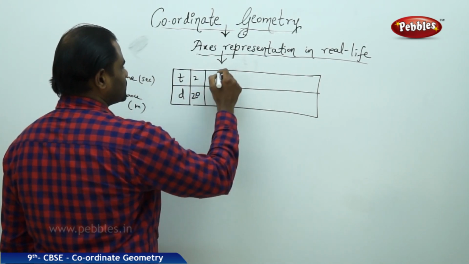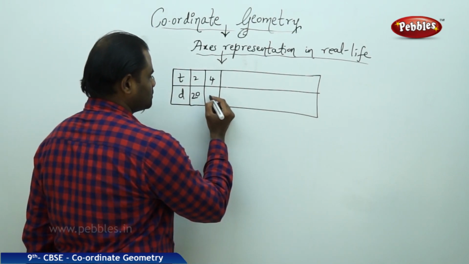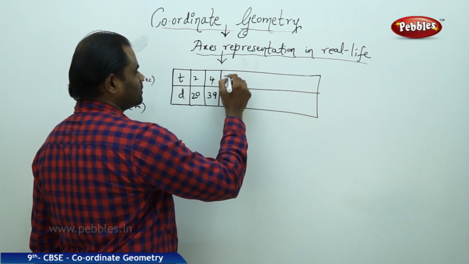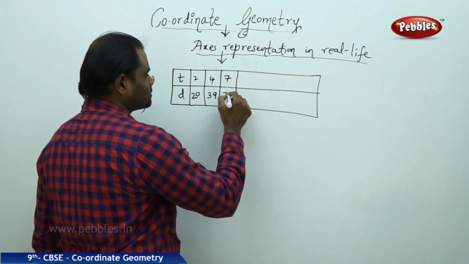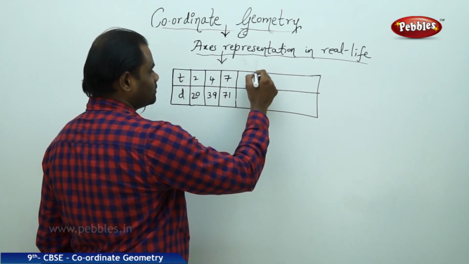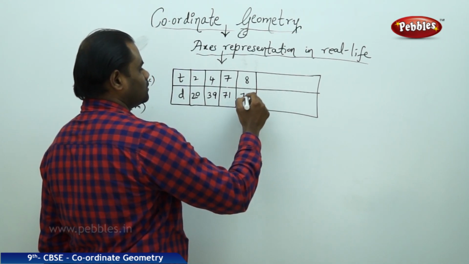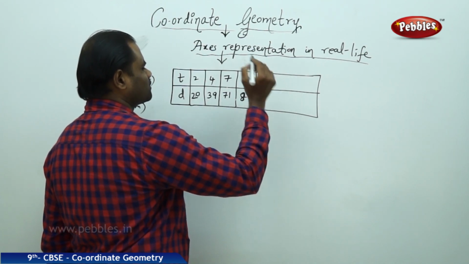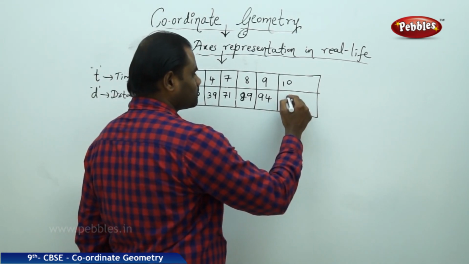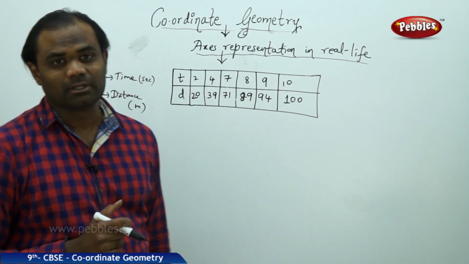and then say the distance run in 4 seconds by the sprinters is 39 meters, and say the distance run in 7 seconds is 71 meters, and the distance run in 8th second is 89 meters, and the distance run in 10th second is say 100 meters. So approximately I would like to say that this is the table of all the time and distance.